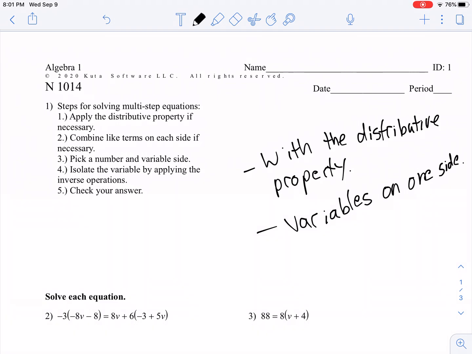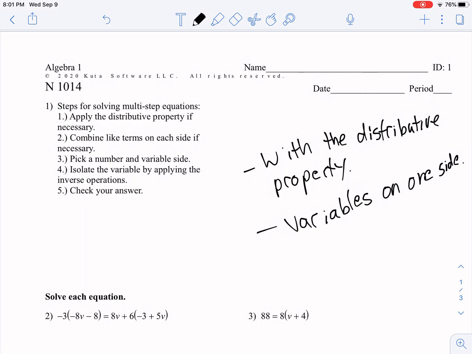the same steps, okay? Step number 1, apply the distributive property if necessary. Step number 2, combine like terms on each side if necessary. Step number 3, pick your number and variable side. And then once you have your number and variable side, we have to isolate the variable, get it by itself by applying the inverse operations. And then, of course, we can check our answer.